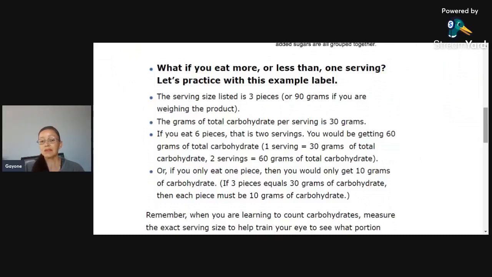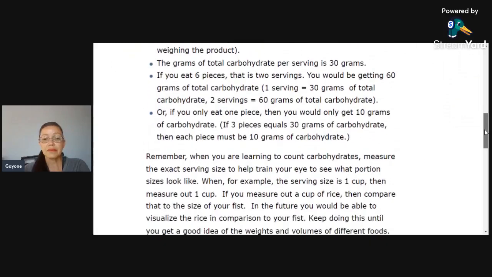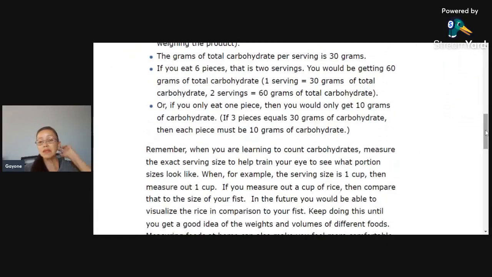Fiber is 3. So that's going to be 60 minus 6, because you're doing 3 grams of fiber per serving, and you're eating 6 pieces, so you're eating two servings. So 60 minus 6 gives you 54. If you only ate 1 piece, then you would only get 10 grams of carbohydrates. If 3 pieces equal 30 grams of carbohydrate, then each piece must be 10 grams of carbohydrate.